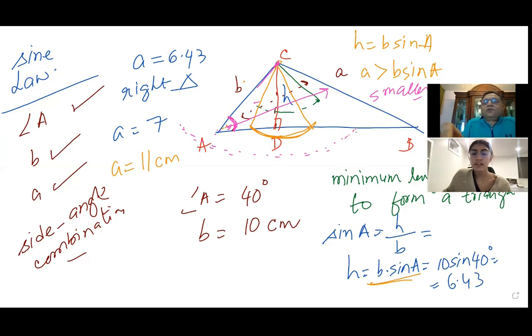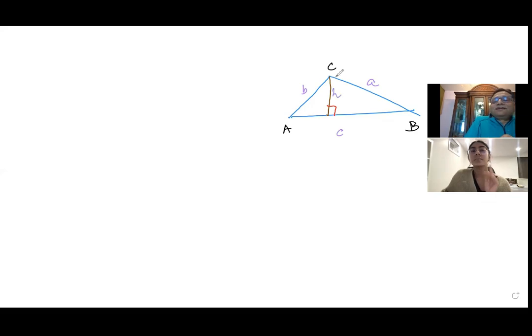Let's go back to a new page. What's the condition then? Let me make a smaller diagram so it's easy to put everything on one page. We get that if our A value is greater than our height value, which is B sine A, so if we find B sine A first and then compare that to our A value, then we can figure out the condition. We can prove that it can make two triangles.